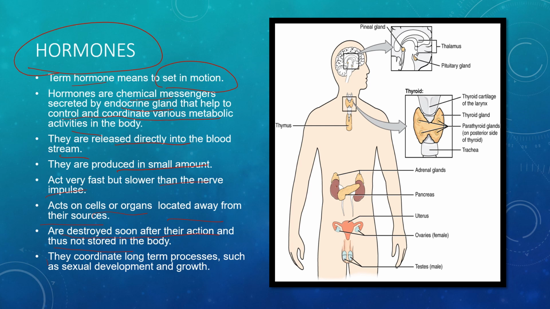They are not stored in the body, and they coordinate the long term processes such as the growth and development of the body, and many other important long term processes are controlled by these hormones. Like for growth and development, growth hormones are important, and there are several sex hormones also which are secreted from the gonads. So they help to coordinate the long term processes in the body.